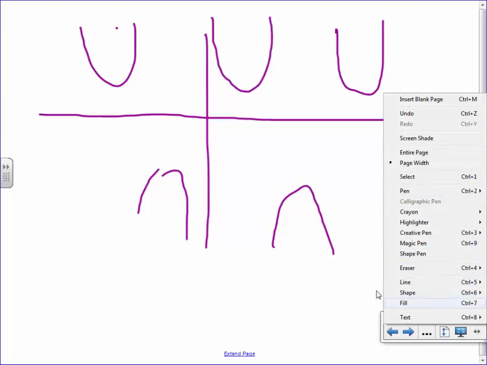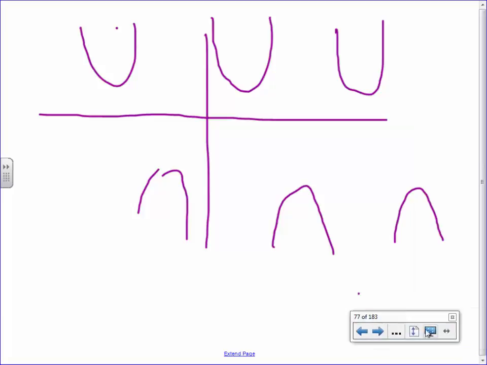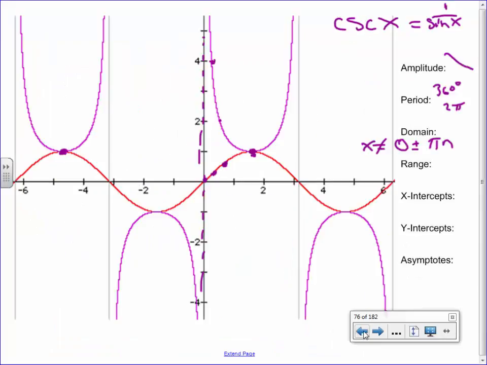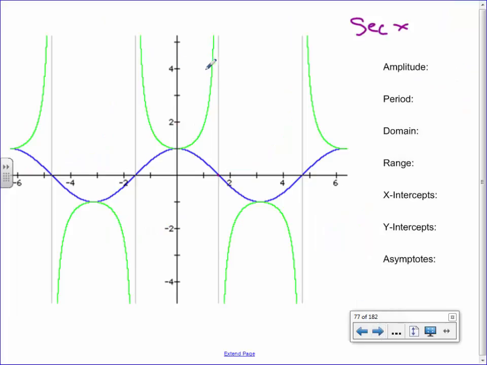This page. Here's cosecant. It starts with an asymptote and then it goes top, bottom, and alternates a section, an asymptote, a section, an asymptote. This one right here actually has a U right through the middle of it and then goes asymptote, section, asymptote, section. Make sense at all? Okay, last one.